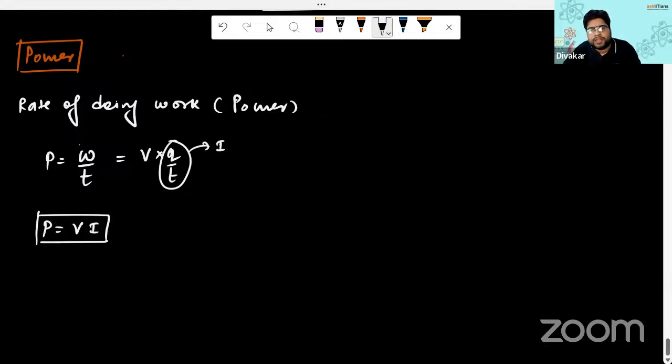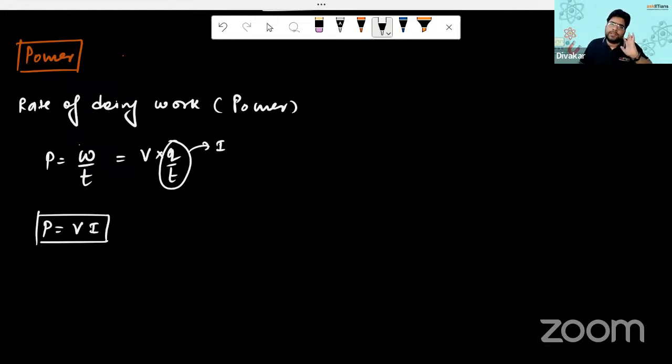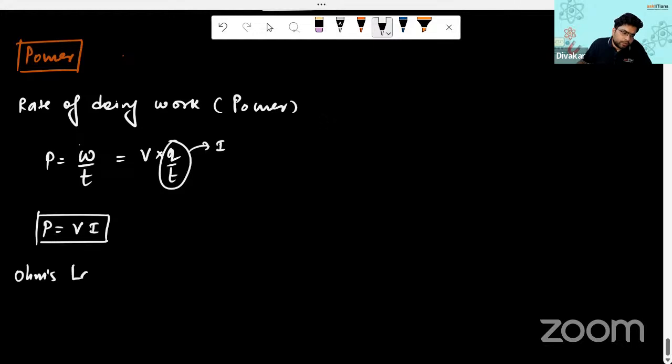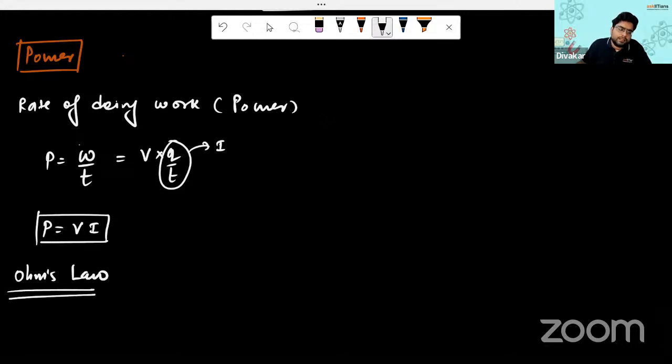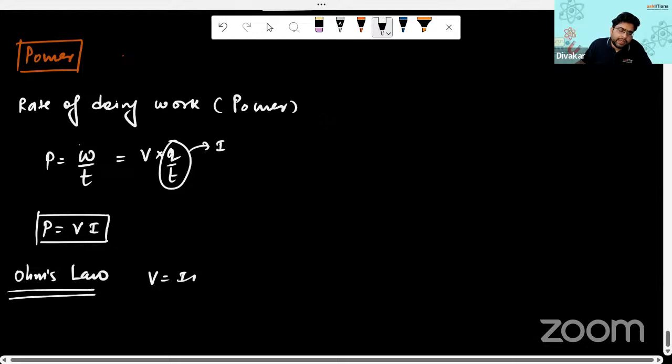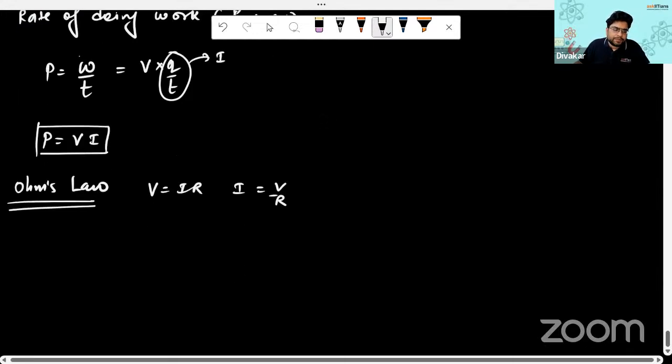So power can be written as voltage multiplied by current. If you know the voltage and the current, multiply them and you'll get your answer. And Ohm's law says that V is equal to IR, or I can be written as V by R. So if I substitute IR instead of V, I'll get another formula for power, which is I square R. And if I substitute I as V by R, I'll get one more formula, P is equal to V square by R.